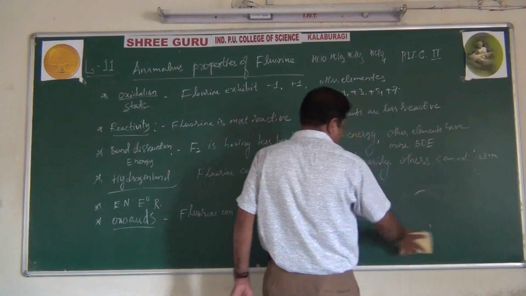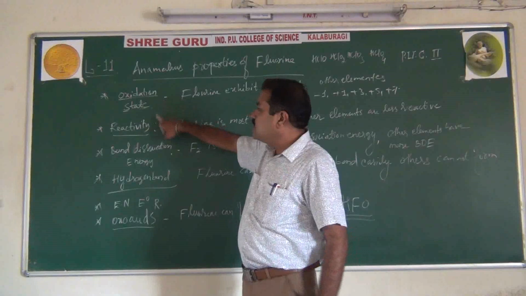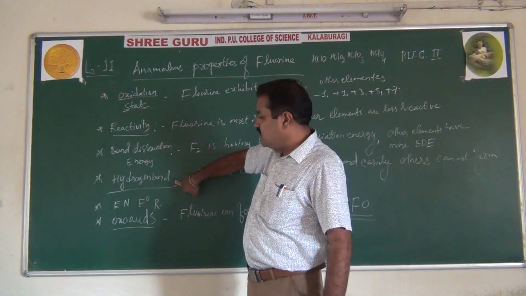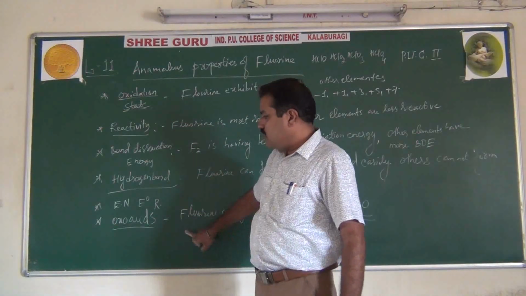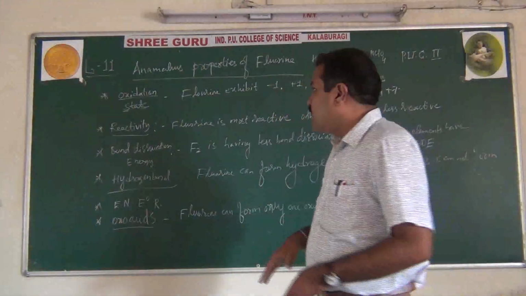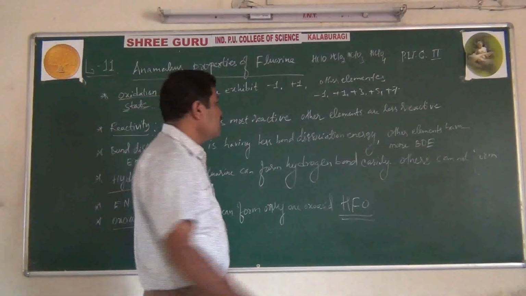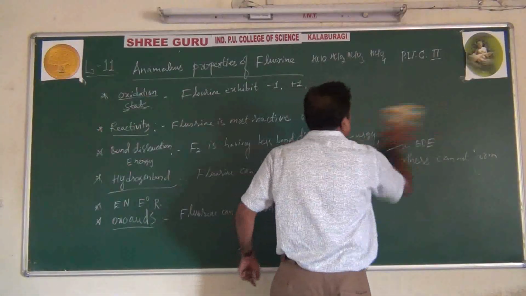But this point is not necessary. You can just write 4 points. Just remember easily: oxidation state, reactivity, bond dissociation energy, and formation of hydrogen bond and oxo acid. 5 points are more than enough. Right. So why does it differ?